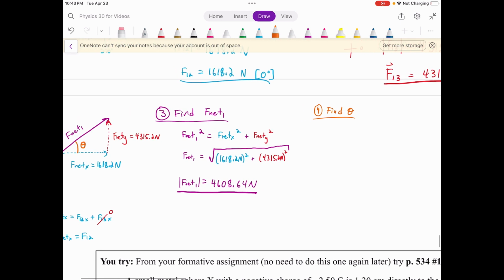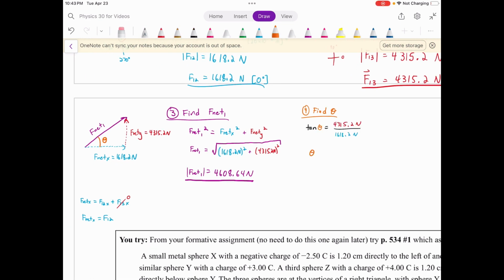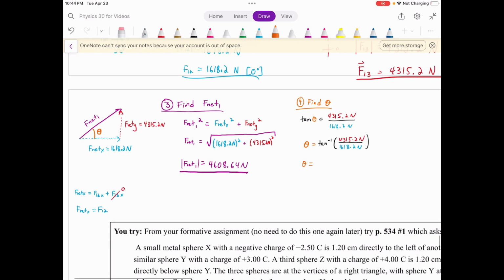So looking here, again, nice thing about having your diagram drawn is it's really easy to see. Okay, so opposite, I've got, adjacent, I've got. I can find that angle pretty quickly with tan. So the tan of theta equals 4,315.2 over 1,618.2, just opposite over adjacent there. And therefore, theta itself is the inverse tan of that ratio. And that gave me that angle there was 69 degrees.